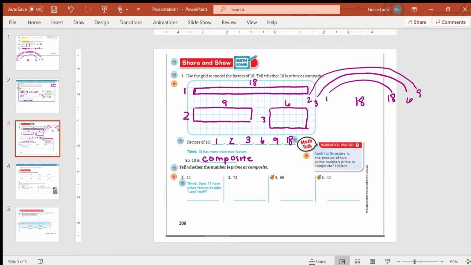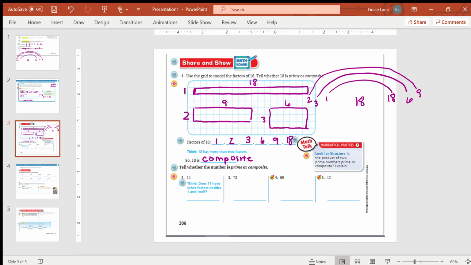So go ahead and try the next 1 through 5, and you can even go on to page 307 if you want. Just pause the video and check back in when you're done. But we're telling whether the number is prime or composite.